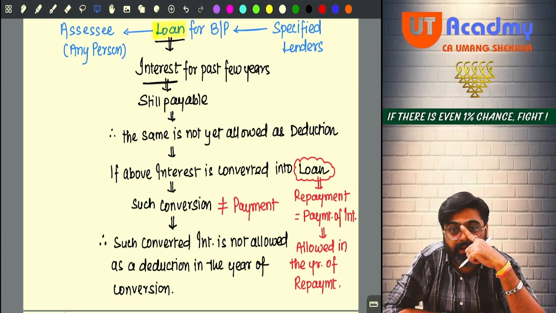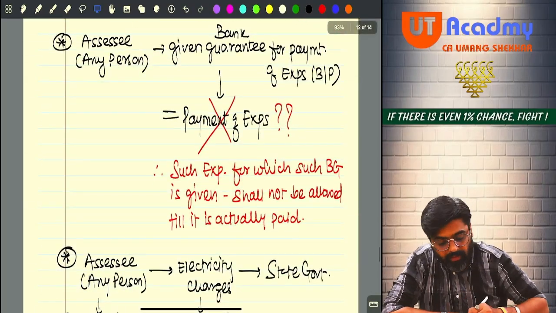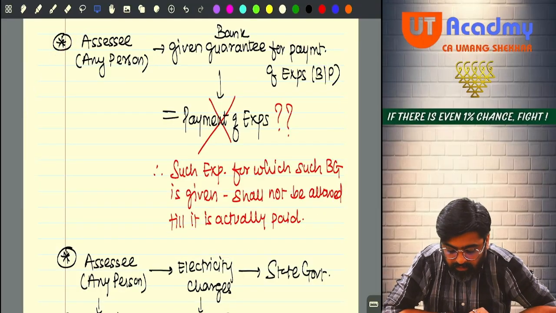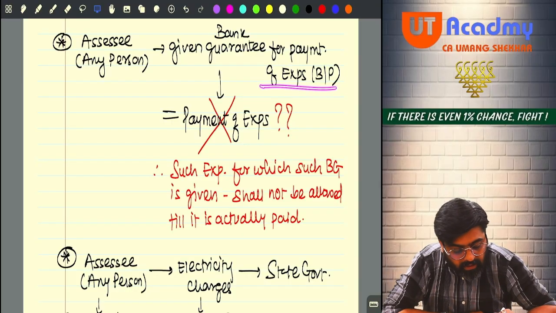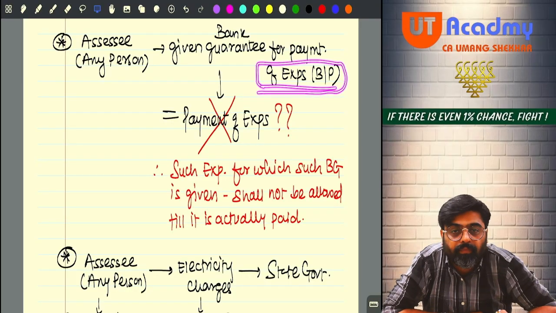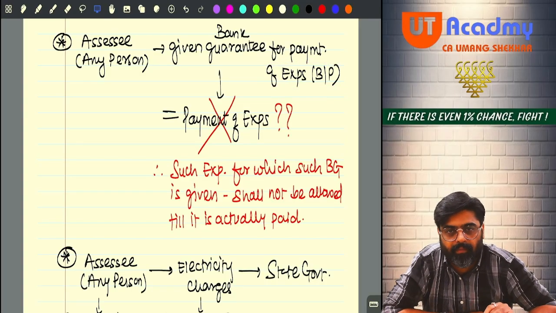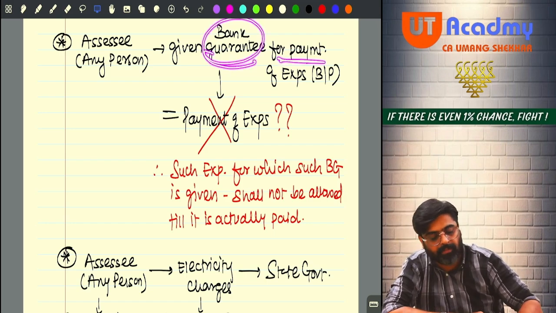Don't take these things lightly, I'm telling you. Next one. Please read this. Assessee is any person. He is incurring some expense for his business or profession. So for that expense, he is supposed to make the payment. Now, he is not making the actual payment. Rather, he is giving a bank guarantee for the payment.